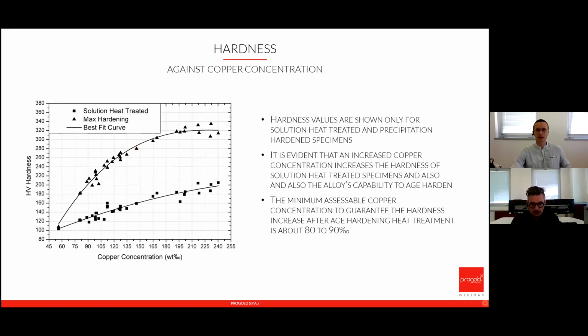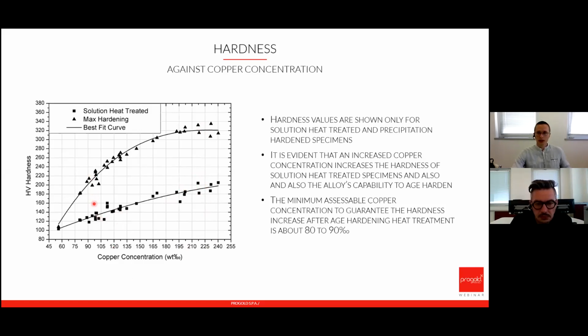Copper is affecting more than the other elements because it creates an ordered crystalline structure with gold that is very hard. And so the higher the content of copper we have in the alloy, the higher will be the hardness. Also, the alloys with high content of copper are more hardenable. As we can see, the difference between the two curves is increasing with the copper concentration.